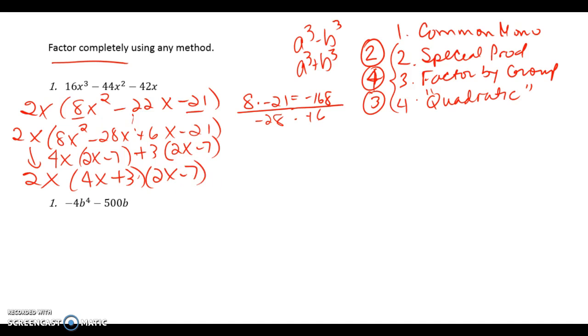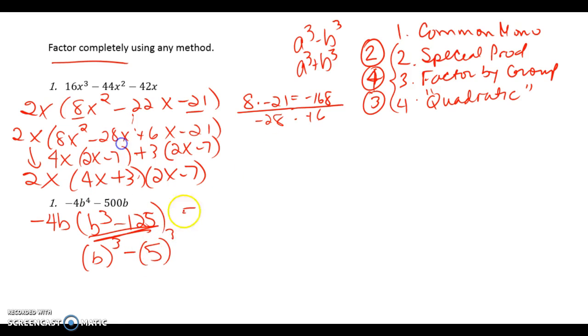Okay? Now, the next one, common monomial factor. I'm going to pull out a negative 4b. Leaves me with b to the third minus 125. All right. Well, 2 terms. I'm going to look at my special products. Turns out this is a difference of cubes, right? B cubed minus 5 cubed.